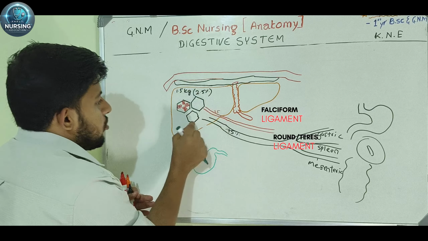And the beautiful thing is that this common hepatic duct joins the cystic duct of the gallbladder, and it makes another common duct, isn't it? This common duct is nothing but the common bile duct. I will explain once again.